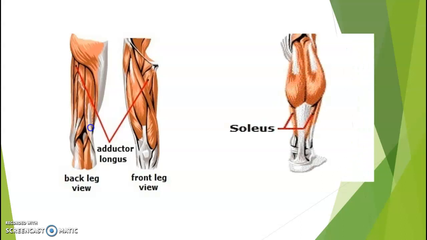Soleus. Located in the lower leg, the soleus runs from the lower leg bone to the heel. This muscle flexes the foot by moving the foot at the ankle. It also helps circulation by pumping blood back toward the heart.